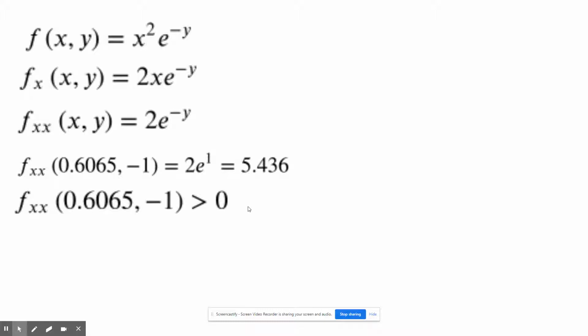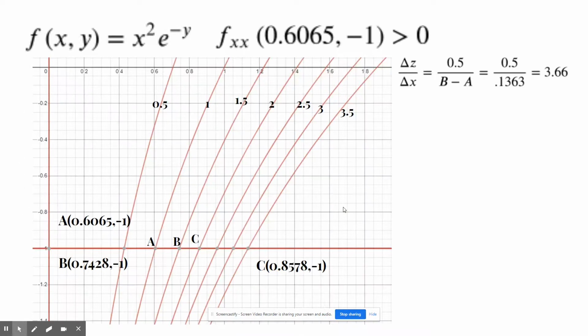And we notice that the second derivative with respect to x, or fxx, is positive. The first way you can look at it is the average rate of change. We saw from earlier that fx is positive between a and b. Here's that calculation: the average rate of change between a and b, where the change in function values is from 1.5 to 1. So the difference in z is 0.5. And the change in my x values, because I'm keeping y constant, is 0.7428 minus 0.6065, which gives us that number there.